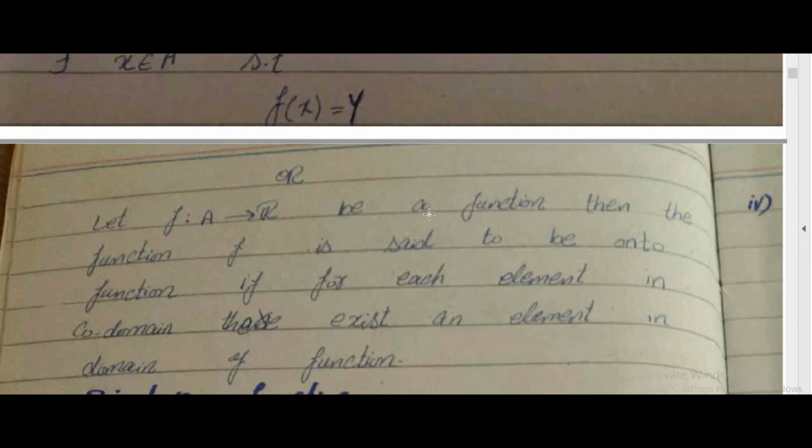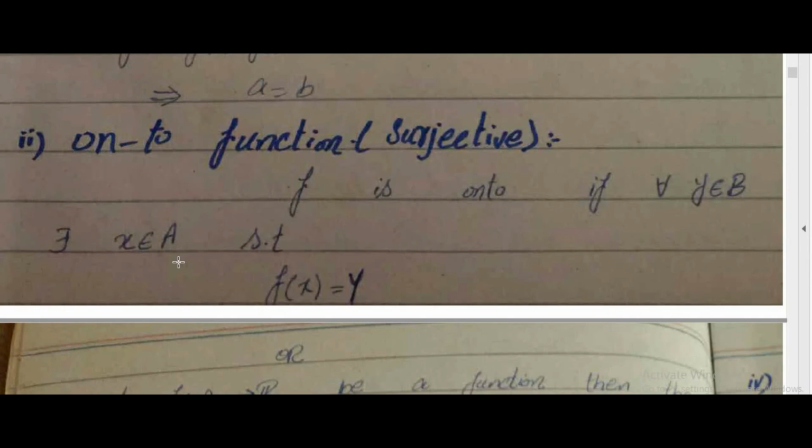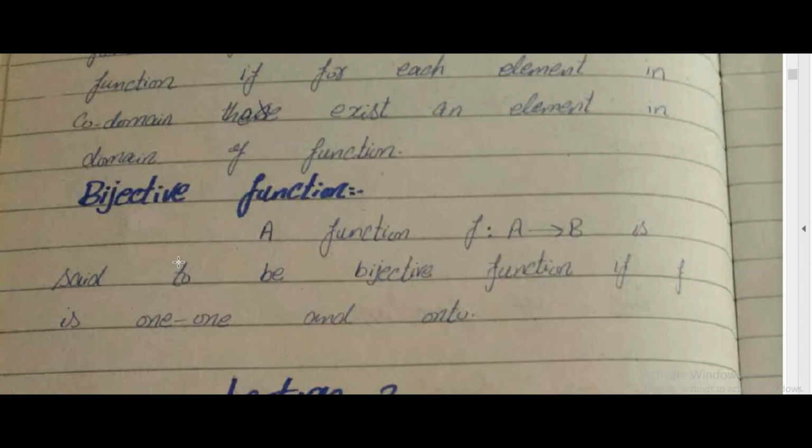Let f: A → R be a function, then the function f is said to be an onto function if for each element in the codomain there exists an element in the domain of the function. This is the definition of an onto function.